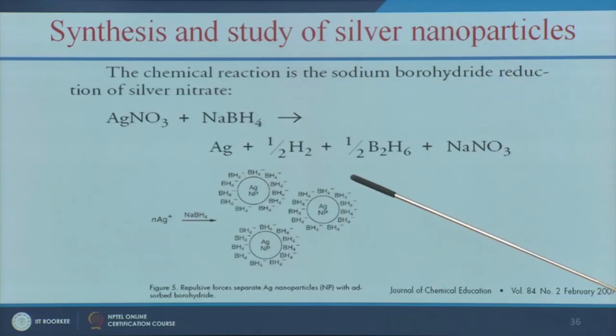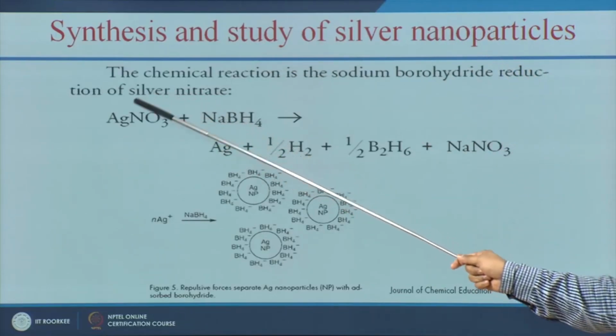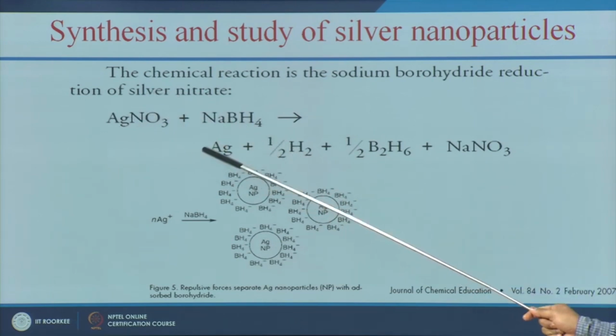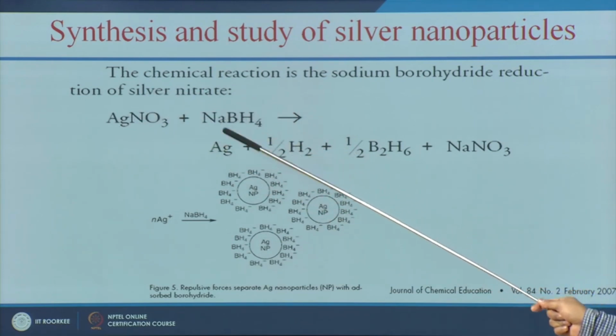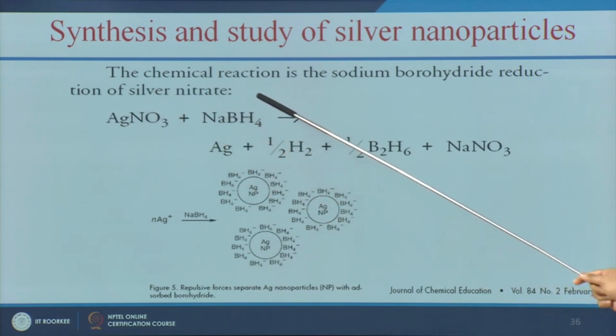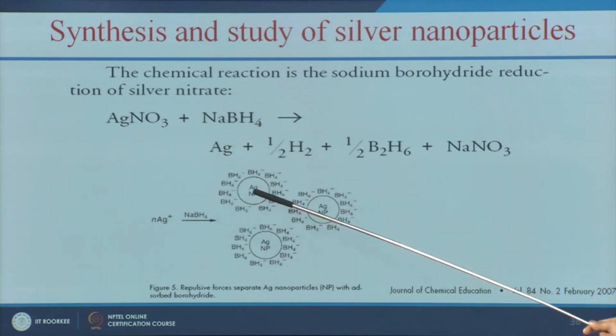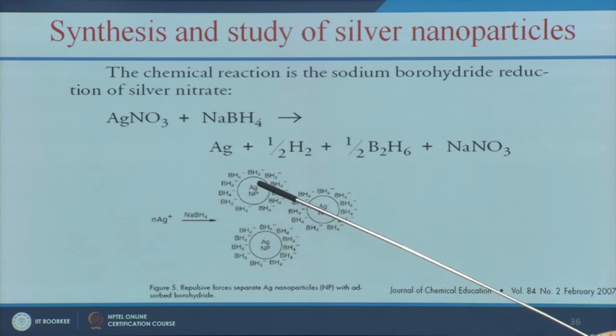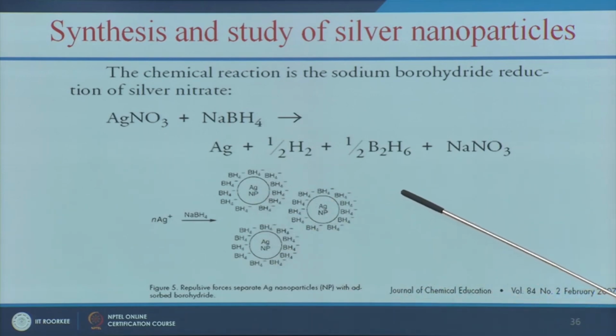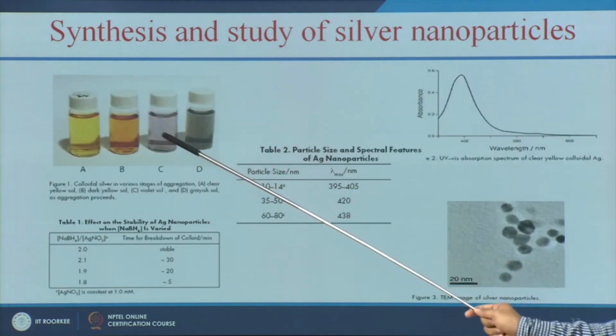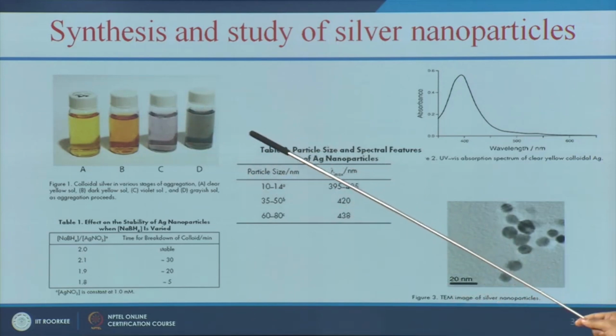Okay. So, here we can use silver nitrate, AgNO3, and sodium borohydride. This is a reducing agent, and this reducing agent will also act as a stabilizer. You can see here, from Ag+ it became Ag0, and this borohydride protects these nanoparticles from aggregation or agglomeration. So, in silver nanoparticles you will get a yellow color.